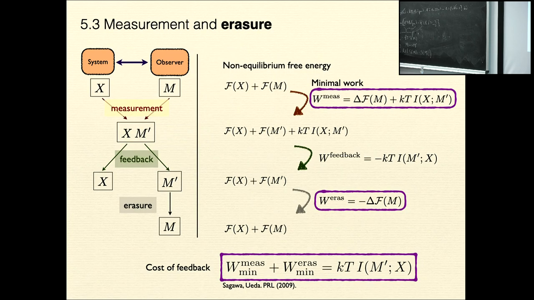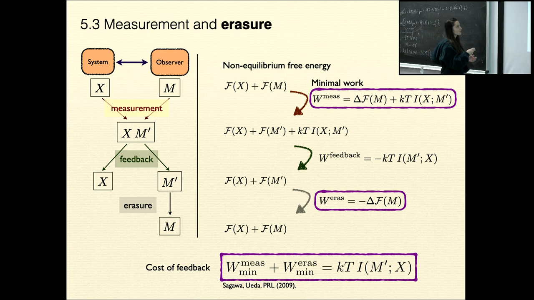So now, what if we include the erasure in the process? Because as we told you before, if we just do the measurement and stop there, it seems very good because now we gain some information, we can do things with it and everything. But it is not very fair, because we still have to put back the state of the memory to its initial state so that you can start again, for instance, use this memory again to do another measurement, and things like that.